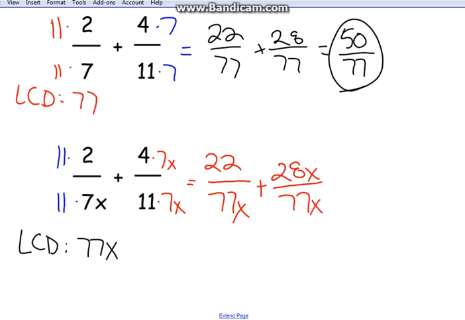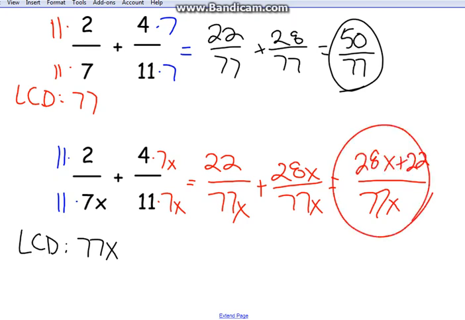We want to reject the urge to cancel out the x's in this fraction here. Canceling them out is only just going to make you go backwards. We don't want to do that. So put it all over one fraction, and we take a look. 28x plus 22, they are not like terms. We're good to go. Okay? Nothing's going to reduce there. There are no common factors. So that's it. That's all you got to do.